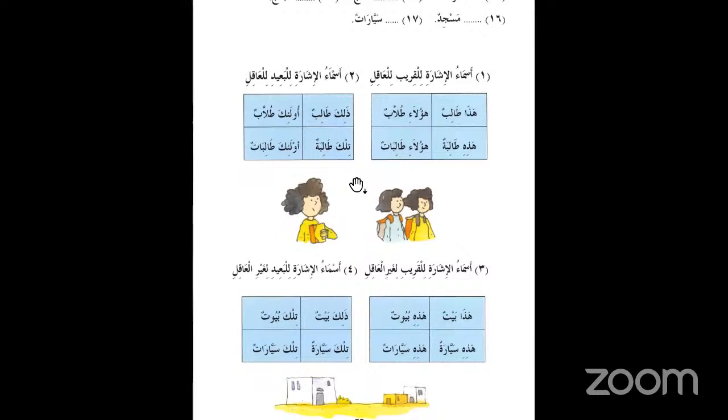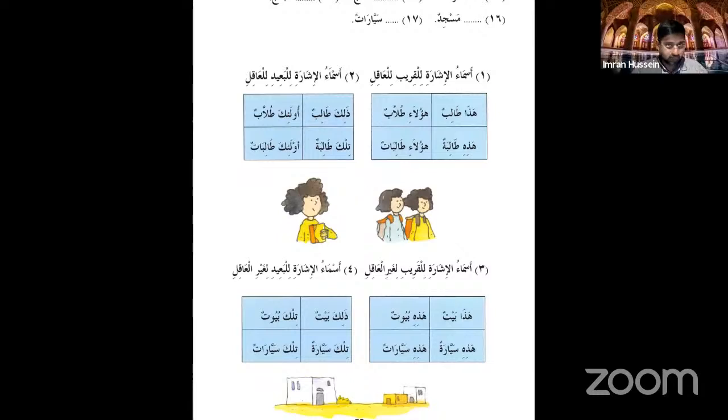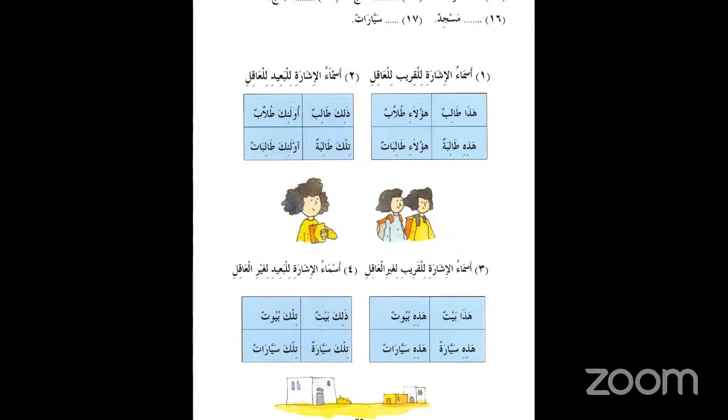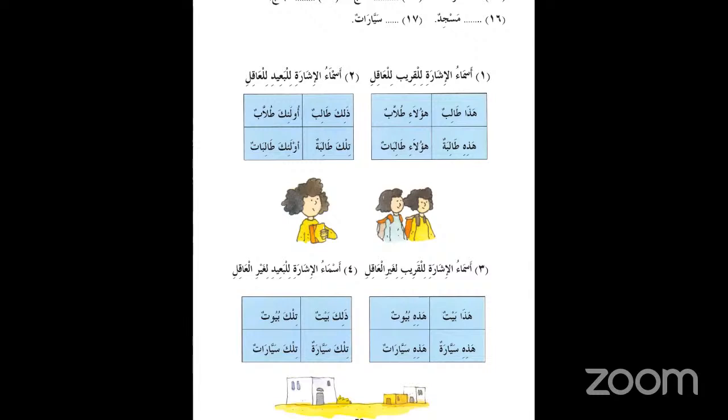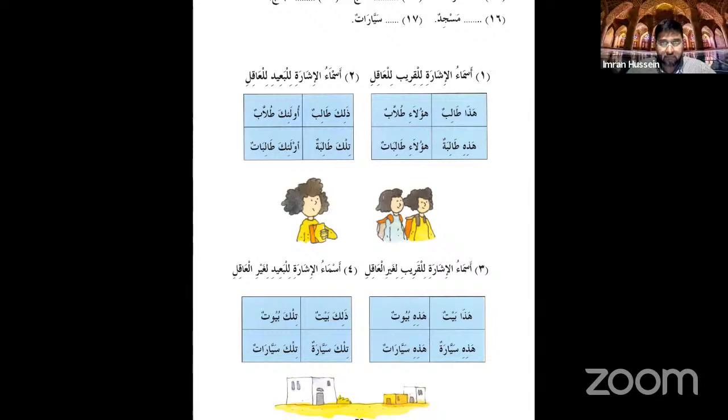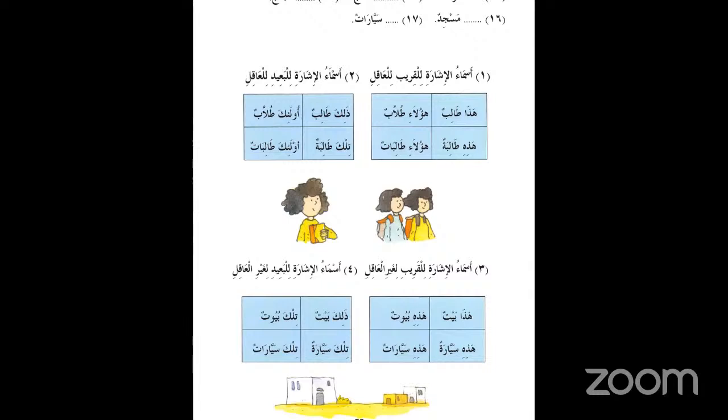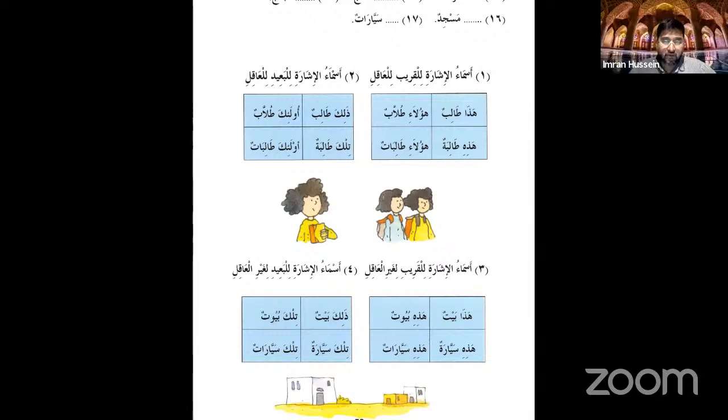Asma'ul ishara lil qaribi lil aqil. Hadha talibun, this is a student. Ha'ulai tullabun, these are students. Correct. Hadhihi talibatun, this is a female student. Ha'ulai talibat, these are female students. Correct. Dhalika talibun, that is a student. Ula'ika tullabun, those are students. Correct. Tilka talibatun, that is a female student. Ula'ika talibat, those are female students. Excellent.